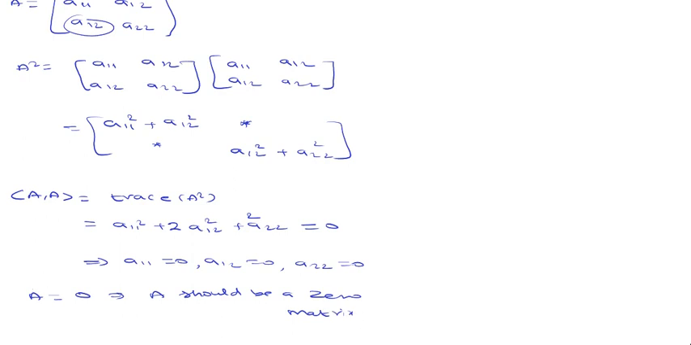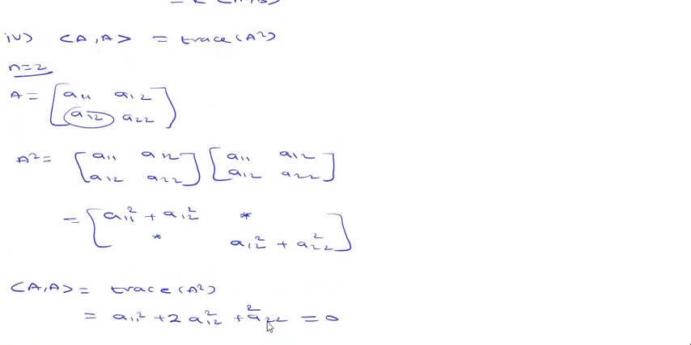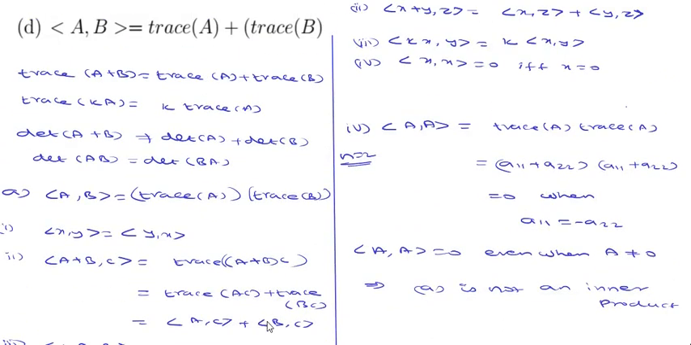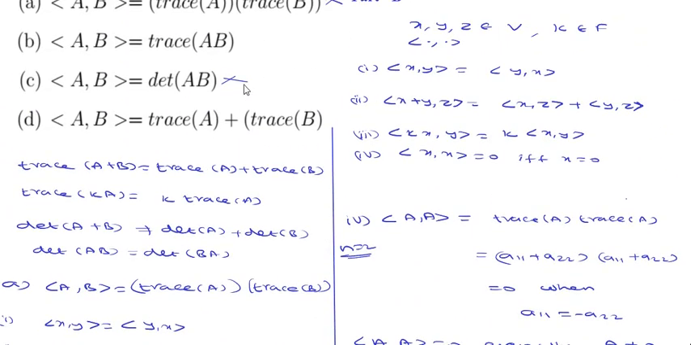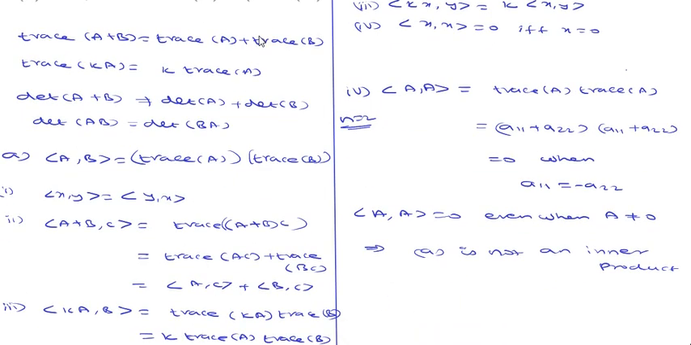Therefore, this implies all the properties are satisfied. So this implies the function defined in B is an inner product. So B is the correct option. Option C we have already proved is false, and now option D.